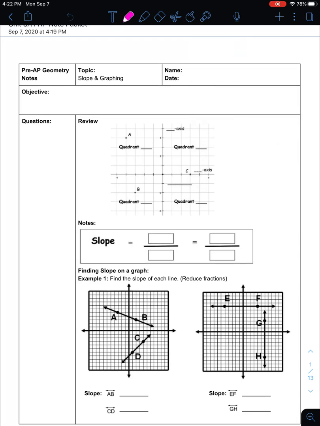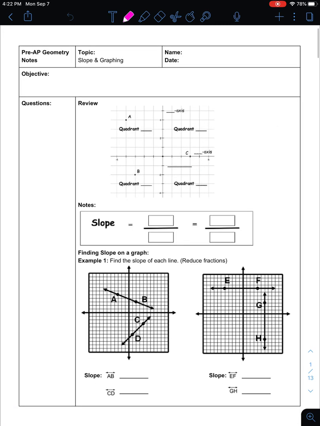So today we're going to talk about slope and graphing. This is a review of what you did in Algebra 1. So just some quick things. Remember how everything is labeled. So in a Cartesian coordinate system, this is your x-axis, and this is your y-axis.